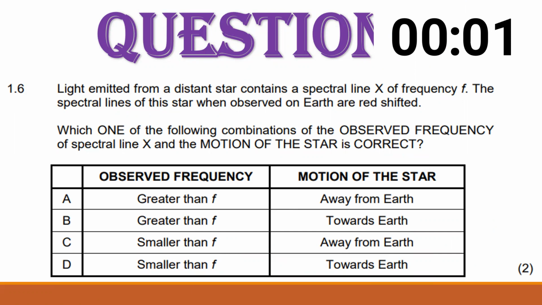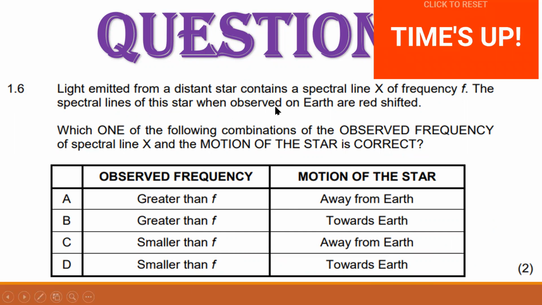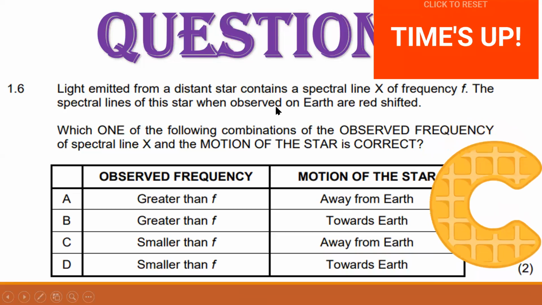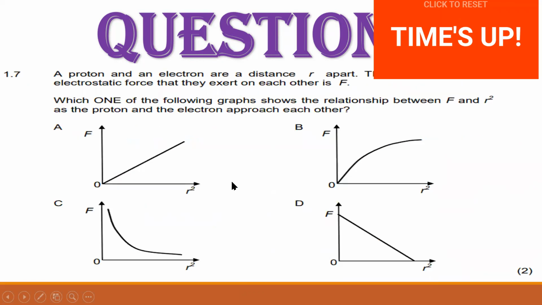Yes, let's see the answer for 1.6 now. Our answer is C. Why? If you see redshift, it means they are going away from each other. If they are going away from each other, you are going to see a smaller frequency. If they asked you the same question with blueshift, it would be greater frequency and coming towards Earth, so the answer would be B. But now, smaller frequency and going away from Earth, so the answer is C.